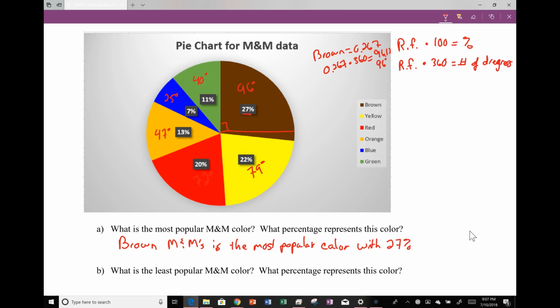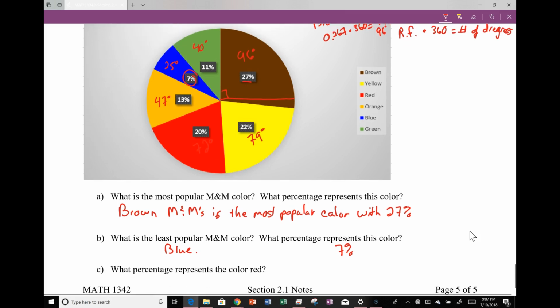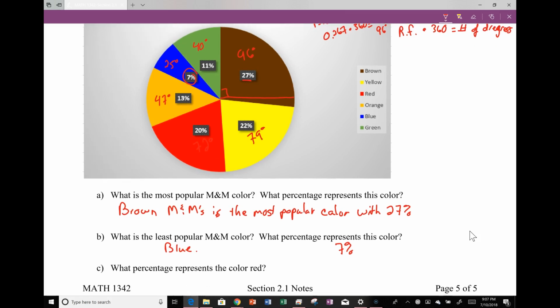What is the least popular color? Well, the least popular color, the smallest percentage, is this one, which is blue. And right now I'm just going to put the answers. I'm not going to place them in sentences. I highly recommend that you practice your sentences. What percentage represents this color? 7%.